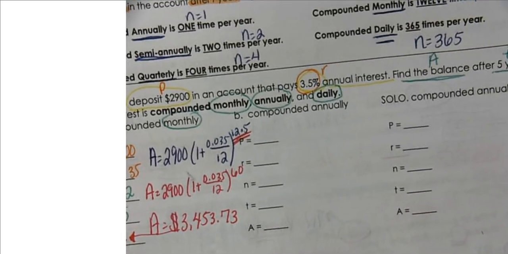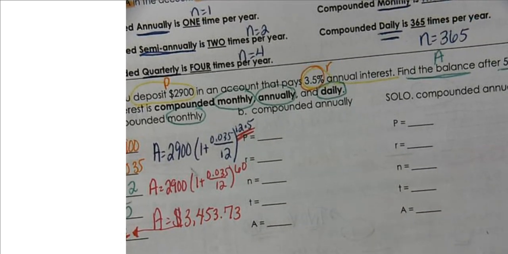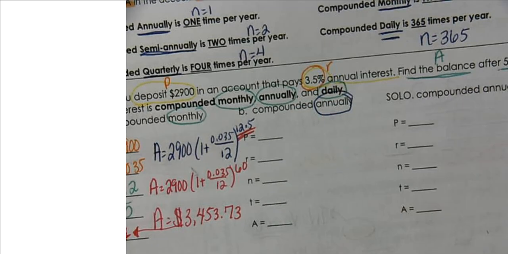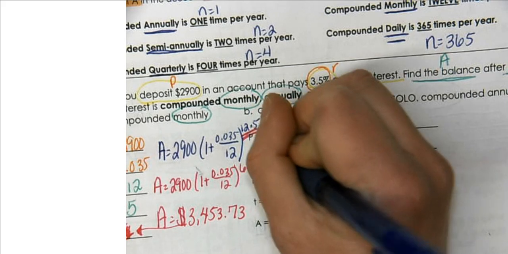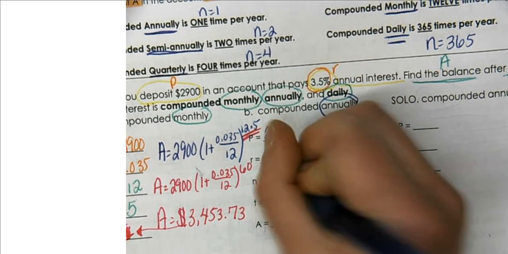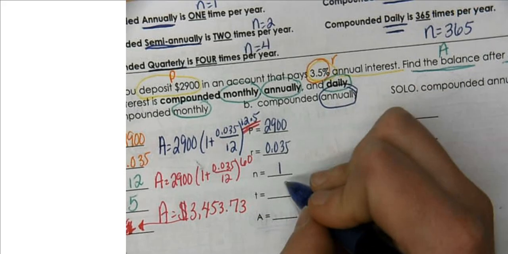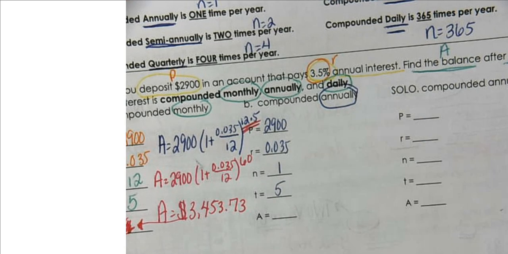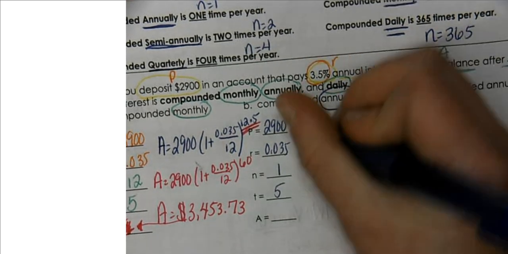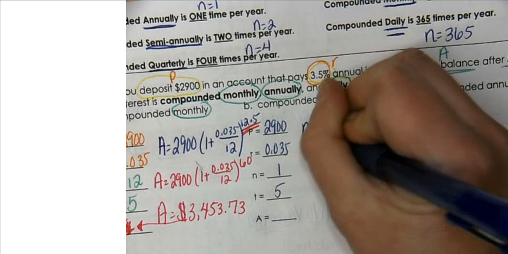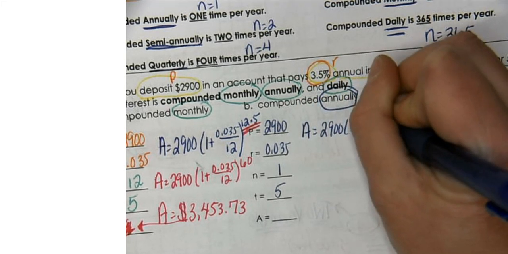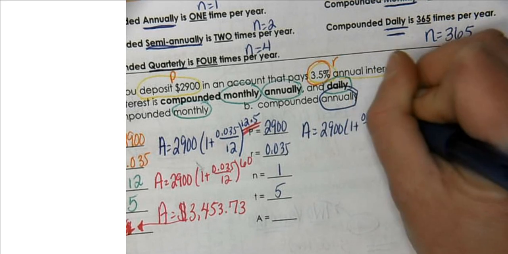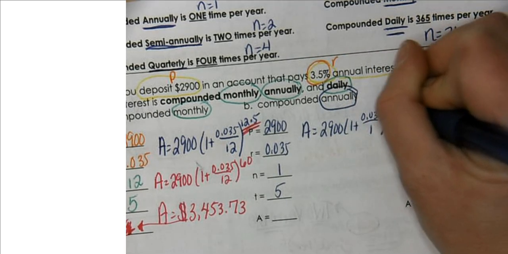For letter B, we are compounding interest annually this time. So our initial investment is $2,900. Our rate is 0.035. This time interest is being compounded annually, so we're letting n equal 1, and we still have our time being 5 years. So I'm going to write A is equal to 2,900 times 1 plus 0.035 divided by 1 raised to the 1 times 5 power.